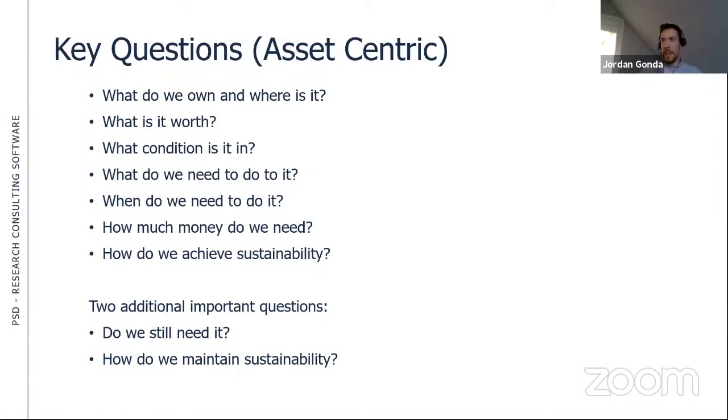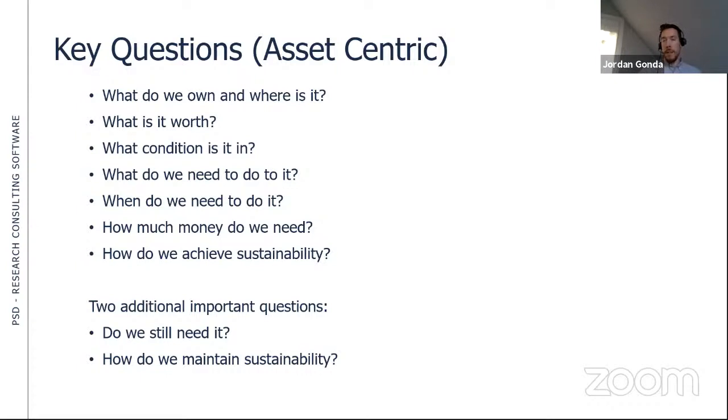Can we also answer what condition something is in? How close is it to replacement? Even what do we need to do? Do we need to replace, or maybe we can do different kinds of maintenance? When do we need to take these actions? How much money do we need? How do we even achieve sustainability? We saw earlier we have funding gaps, deficits. Long-term, how can we find something that's sustainable? All those questions there are key questions that should go into developing your asset management plan.